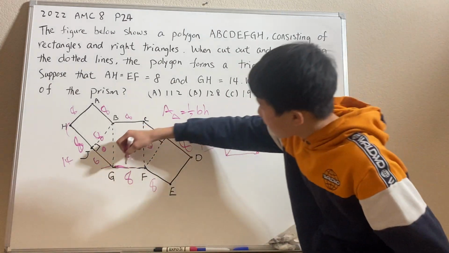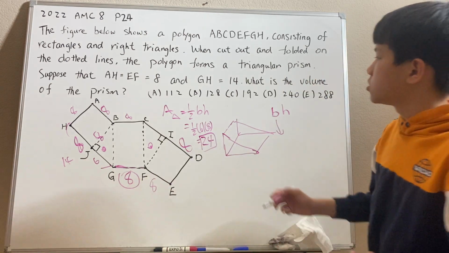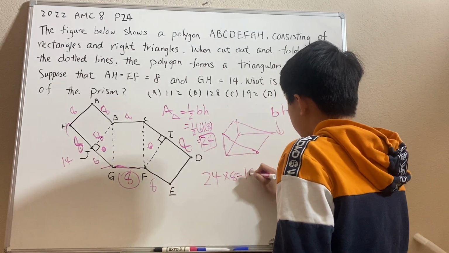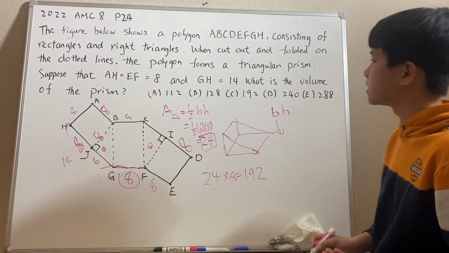Now what's the height of the prism? Well, the height is just 8. So if you multiply those two, 24 times 8, that's equal to 192. And 192 is our final answer.